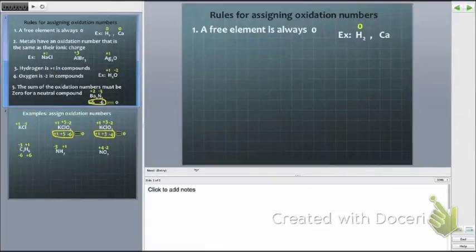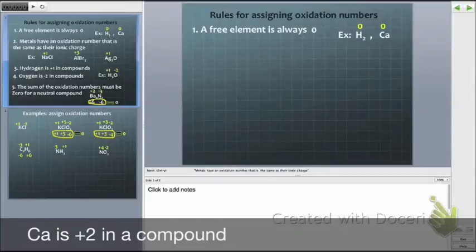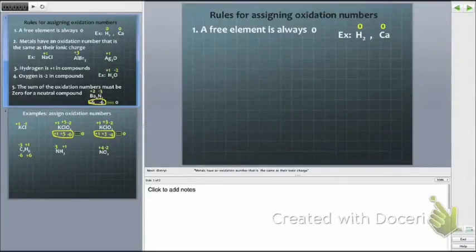Okay. All right. So our next example is calcium. What is it? Okay, it's just calcium by itself. So it's 0. But it's in group 2, and what do we know about group 2? Well, their charge is always +2. But that's only when they're in compounds. Oh, okay. So as long as it just says Ca and nothing else, it's a free element, and it's got to be 0.